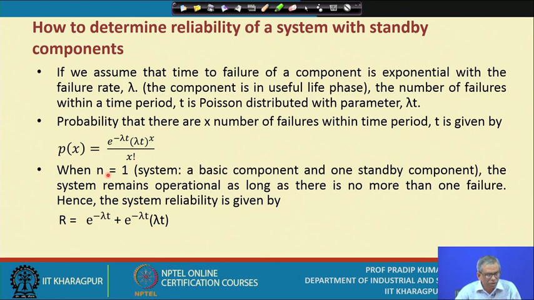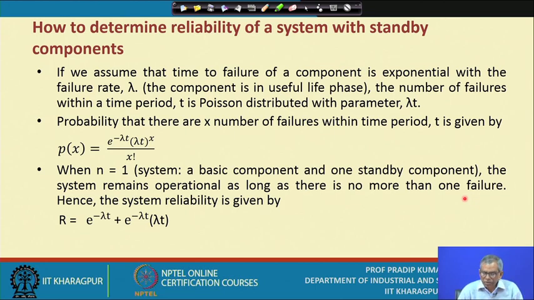When n equals 1, what does that mean? That means you have a basic component and one standby component in the system. The system remains operational as long as there is no more than one failure. You have to ensure that the operation is available at any point in time. That's why you have proposed a system with standby.